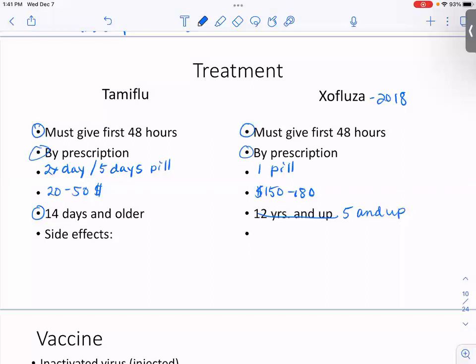Side effects for Tamiflu: dizziness, nausea, vomiting, diarrhea. A lot of potential side effects. Not for everybody, of course, but the side effects could be worse than the flu almost. Xofluza has some of the same side effects, but early reports, or the reports that I have read, a little bit less chance of side effects.